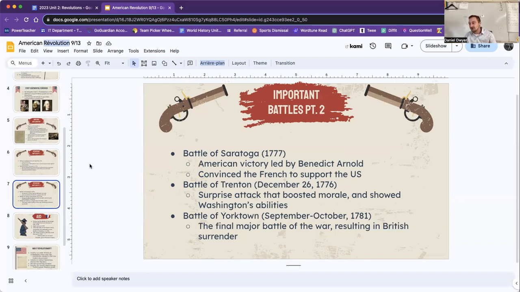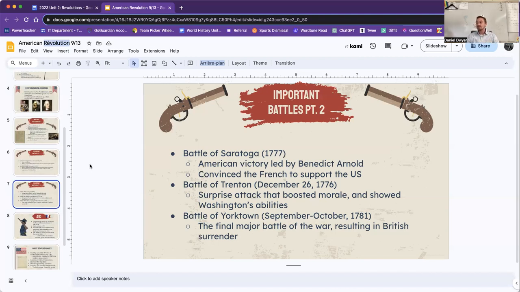Then we're going to also look at the Battle of Trenton. I don't know why I put these out of order. This was a surprise attack that is going to boost morale and show Washington's capabilities, right? This was that famous picture that we looked at of Washington crossing the Delaware River, standing up on the boat that we talked about the other day. This is that battle. Again, the Americans had lost a couple before this, so this was a good way to bring up morale and show them we're not just all going to die in this.